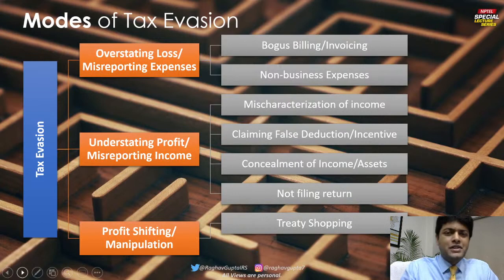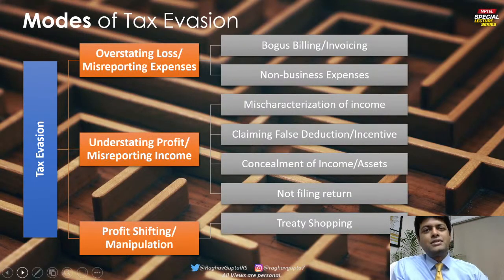The next is profit shifting and manipulation. Now, this is a gray area. This probably comes under tax avoidance in certain contexts, but since we're talking about the generic idea of tax evasion, we'll deal with them here. The first one is called treaty shopping.